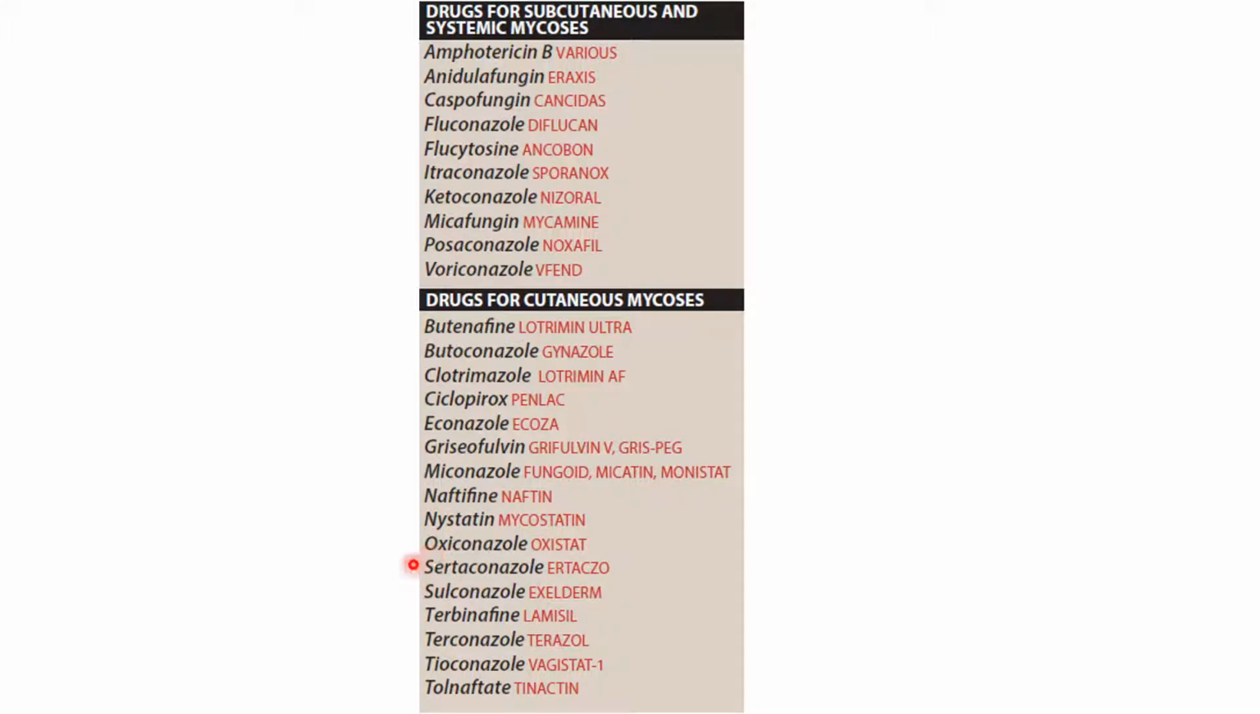So then nystatin is the most commonly used drug for cutaneous mycosis, and terbinafine is also commonly used, and then clotrimazole is also common. Others are less common but still can be used for the treatment. Terbinafine is also common. So these can be used for the treatment of the cutaneous mycosis, usually applied in the form of creams, ointments, sprays, and have a local action.